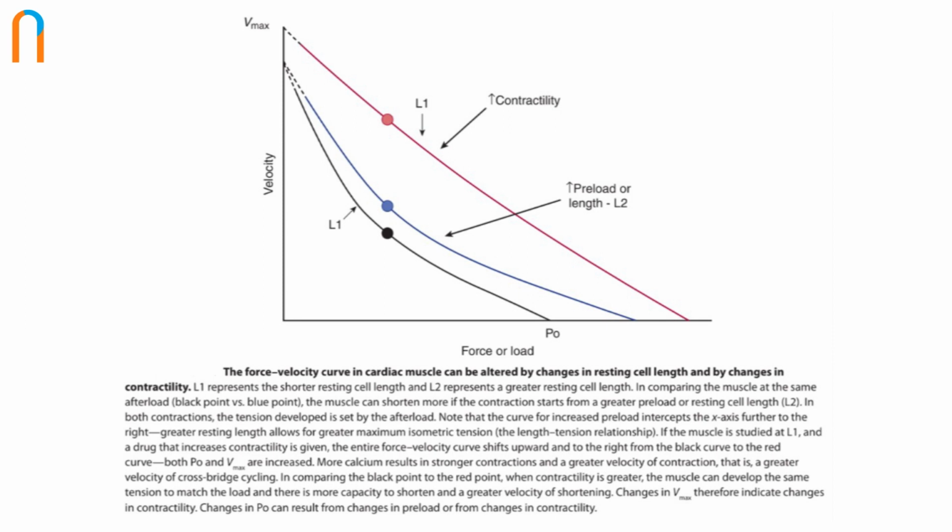The mechanisms by which the contractions are stronger are, however, different. More optimum overlap of the actin and myosin filaments mediates the preload effect, whereas more cytosolic calcium to induce more rapid cross-bridge cycling mediates the contractility effect. The effect of increasing contractility can also be demonstrated by looking at the length-tension relationship.